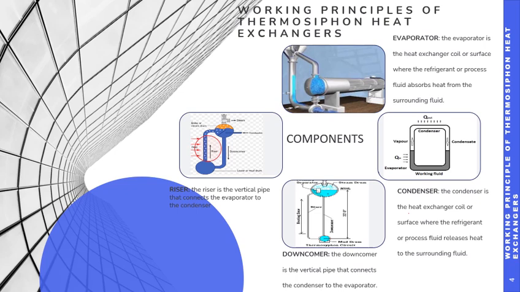The downcomer is a vertical pipe that connects the condenser to the evaporator. And last but not the least, we have the riser. The riser is basically a vertical pipe that connects the evaporator to the condenser. The four images displayed on this slide are the components of the thermosiphon heat exchangers.